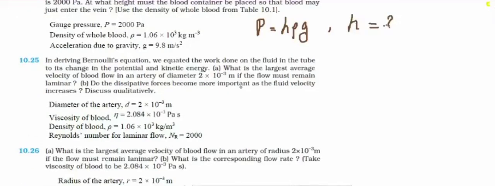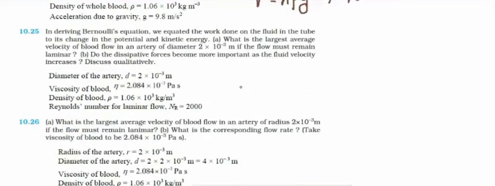Then next question 25. Derive Bernoulli's equation. We equated the work done on the fluids in the tube to its change in potential and kinetic energy. Then what is the largest average velocity of the blood flow in an artery of diameter 2 × 10^-3 meter if the flow must remain laminar?